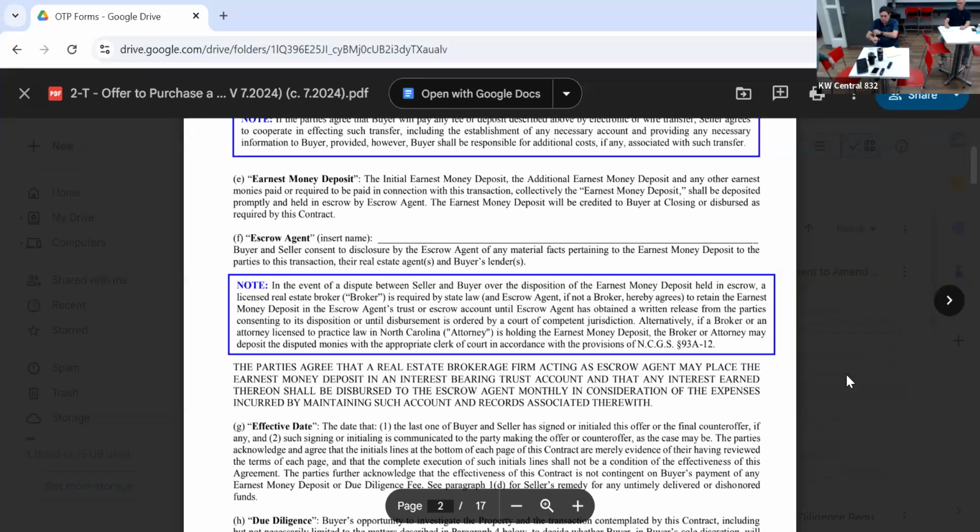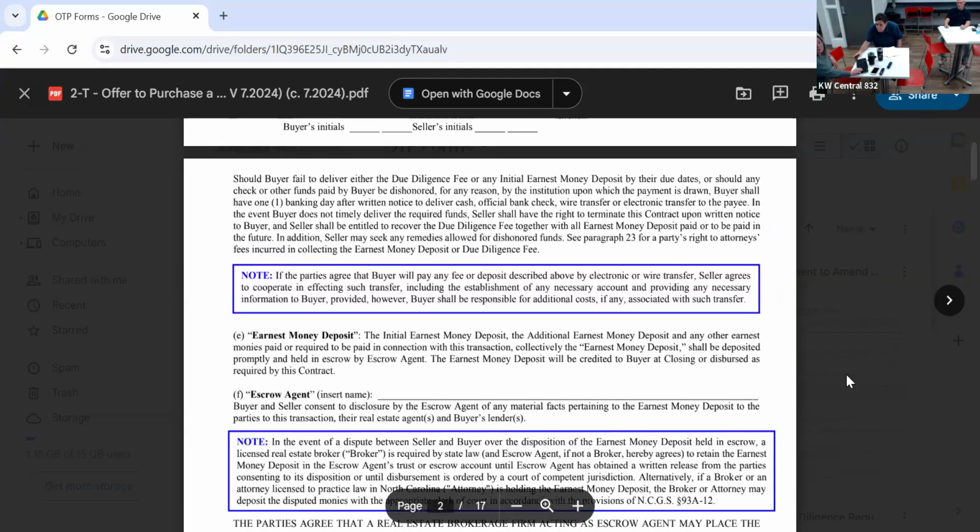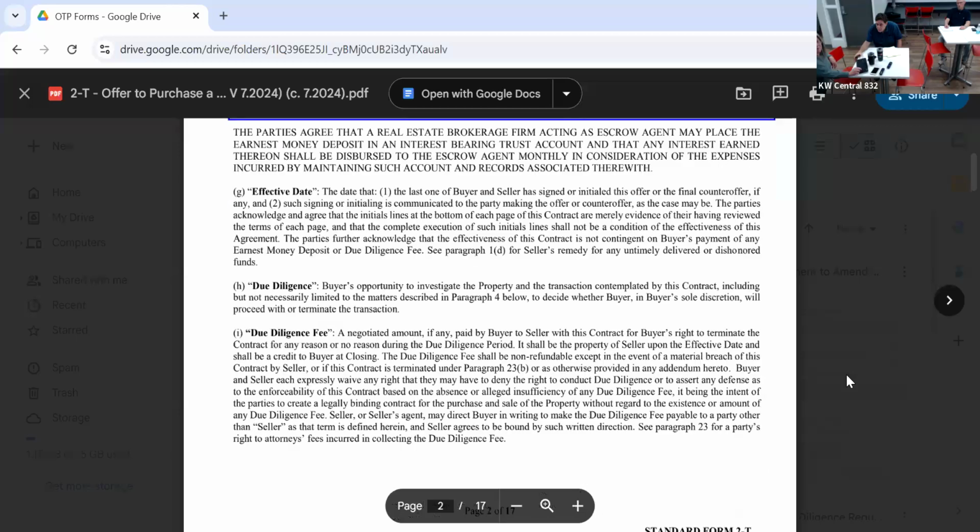And then these blue boxes are reads to help your client understand what happens if there's a dispute of the earnest money. We do not hold earnest money, so the bold does not pertain to us. There's no escrow account here, right? That is correct. It always has to be held with an attorney. Yeah, it's a headache. One more thing, yeah.